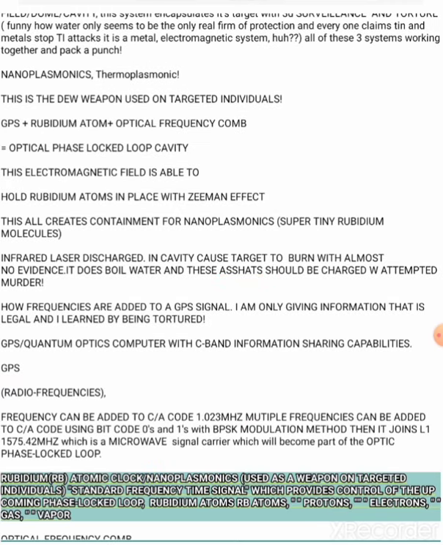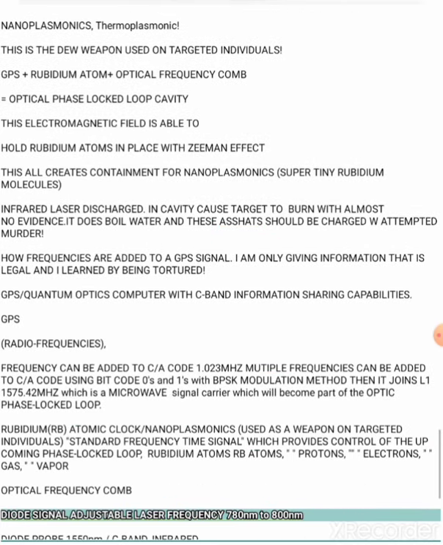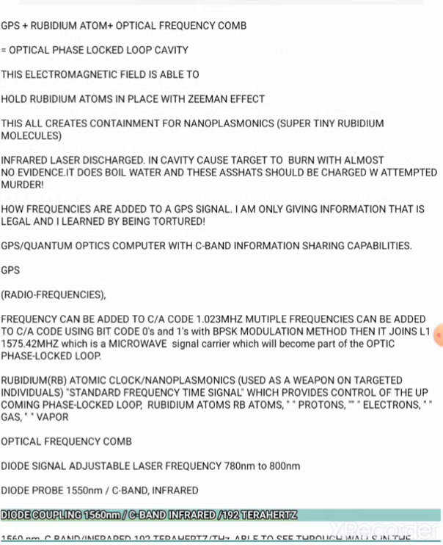Rubidium, Rb, atomic clock. Nanoplasmonics, used as a weapon on targeted individuals. Standard frequency time signal, which provides control of the upcoming phase lock loop. Rubidium atoms, Rb atoms, protons, electrons, gas, vapor. Optical frequency comb. Diode signal adjustable laser frequency 780 nm to 800 nm. Diode probe 1550 nm, C-band, infrared. Diode coupling 1560 nm, C-band infrared, 192 THz.